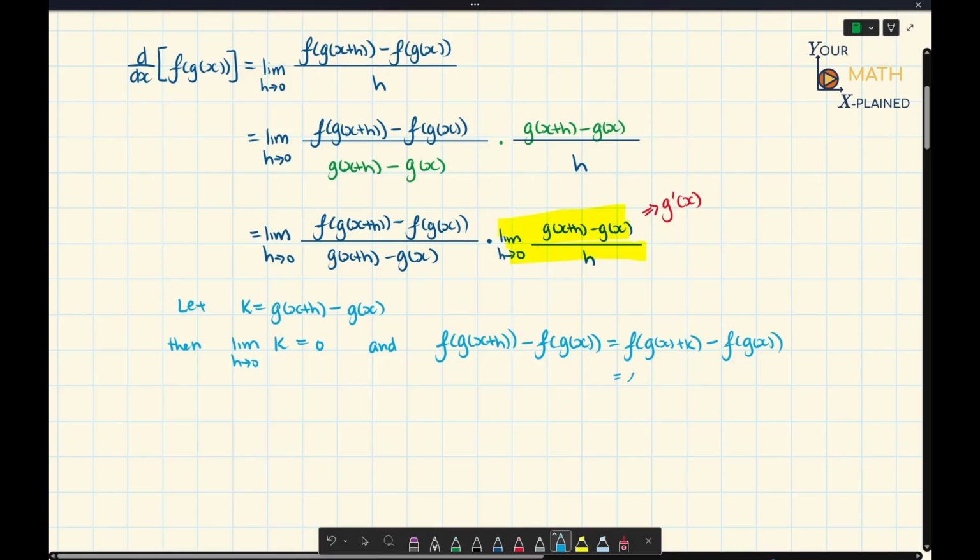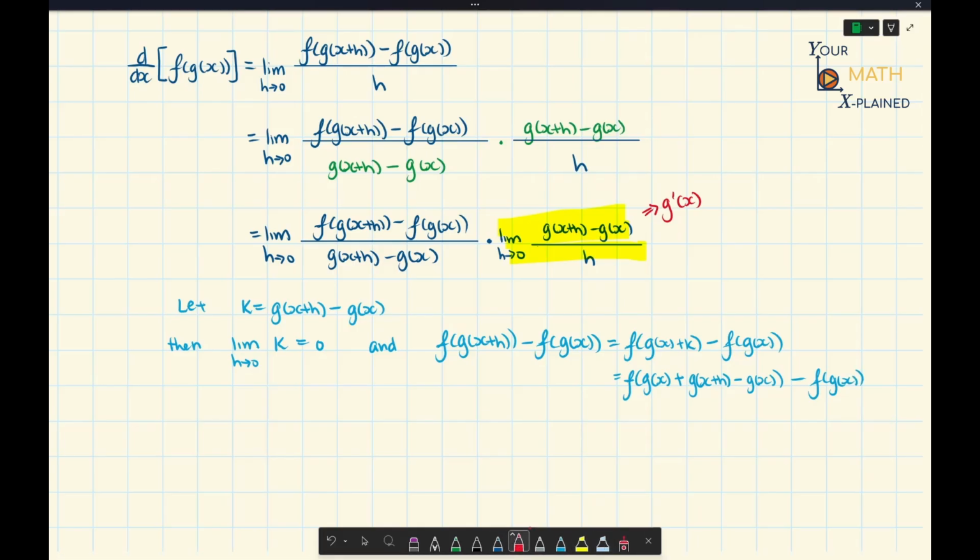So if we substitute k into here, this is f of g of x plus g of x plus h minus g of x. And then we have minus f of g of x. So here we can see that we have g of x minus g of x, so they get canceled, which means this is f of g of x plus h minus f of g of x. So why is that important?